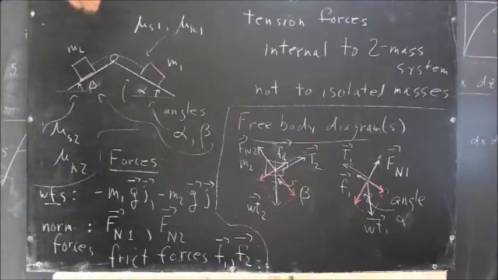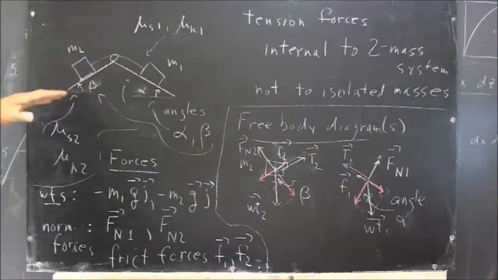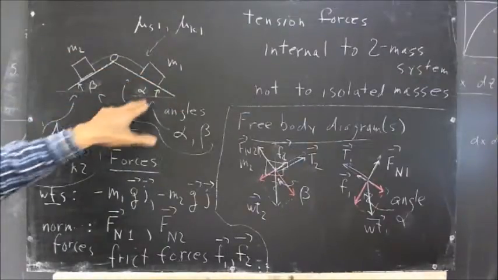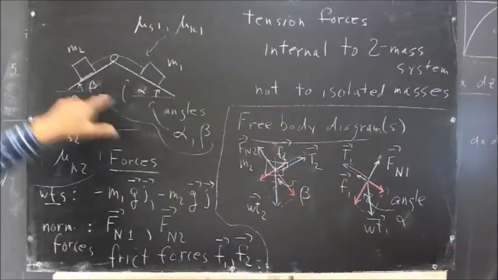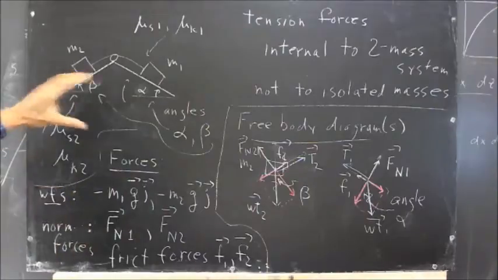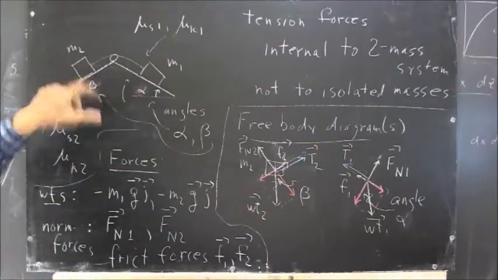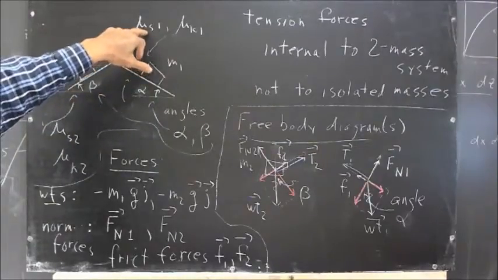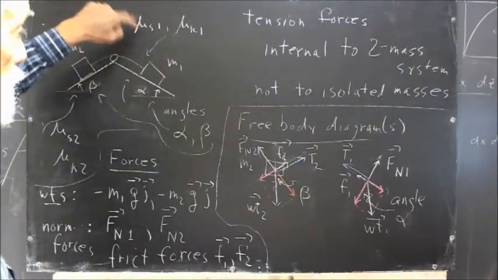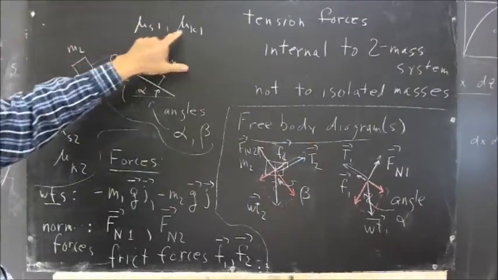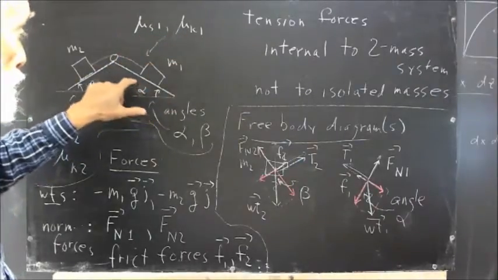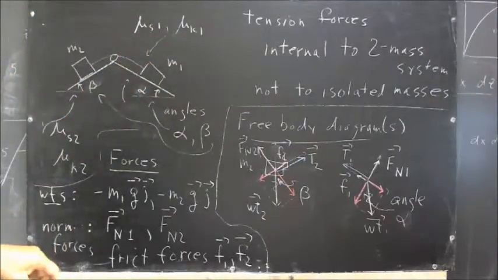Okay, reviewing the class notes briefly. We have two ramps at angles alpha and beta with respect to the horizontal, angles of inclination alpha and beta, masses M1 and M2. We have coefficients of friction, static friction mu sub S1 and kinetic friction mu sub K1 on this incline.